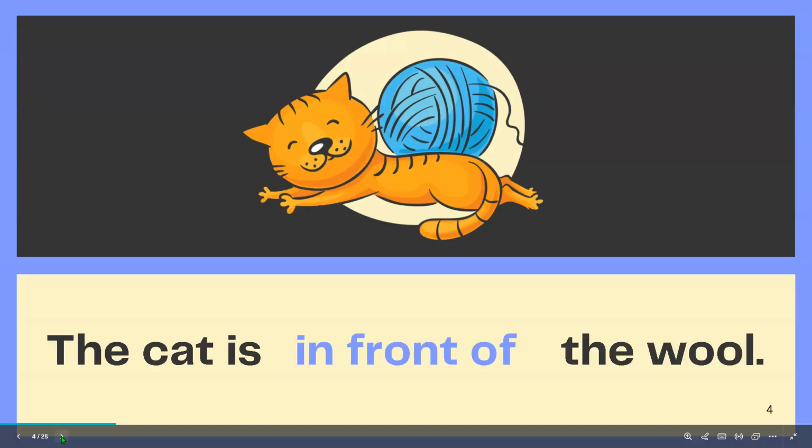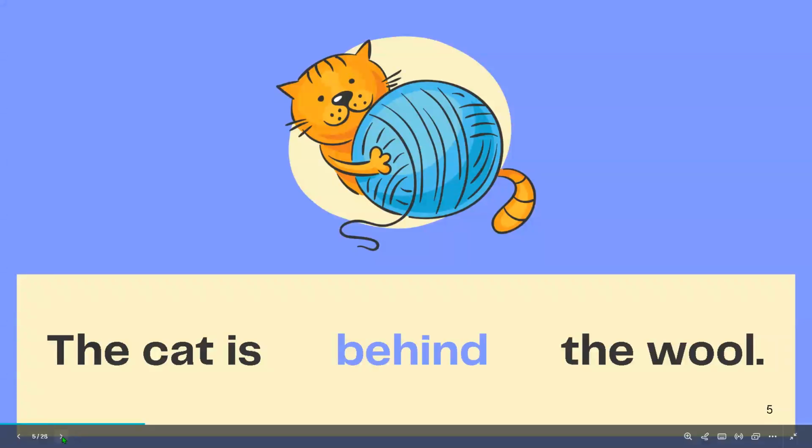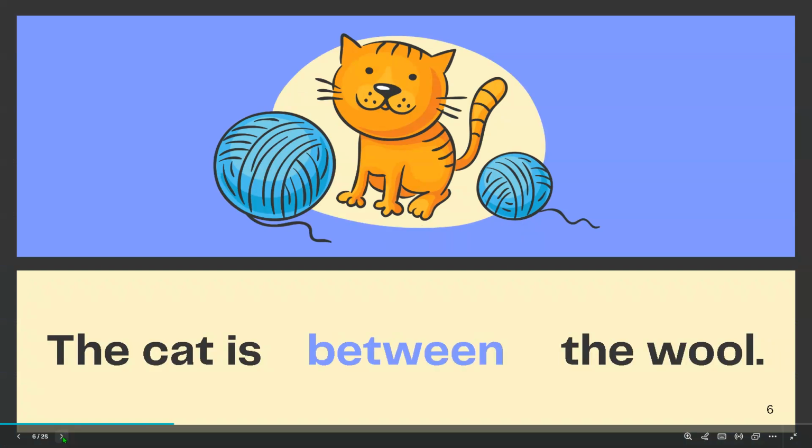Next. The cat is in front of the wool. If we see the picture, we can see that the cat is in front of the wool, and the wool is behind. You can say both. The cat is in front of the wool, and we are talking about the cat. And next one, the cat is behind the wool. Now if we say the subject cat, where is the cat? It is behind the wool. The cat is between the wool.